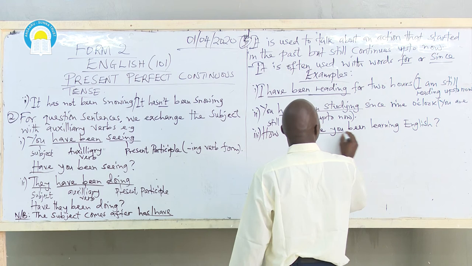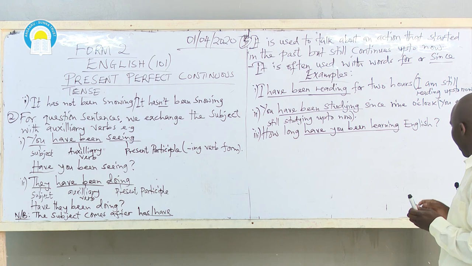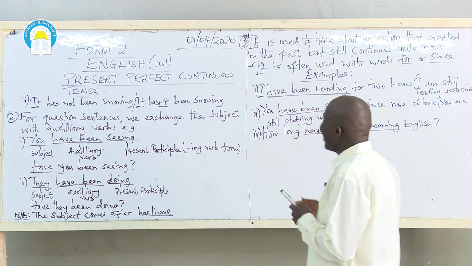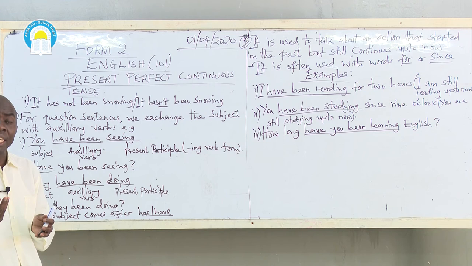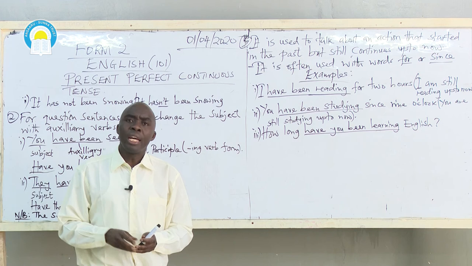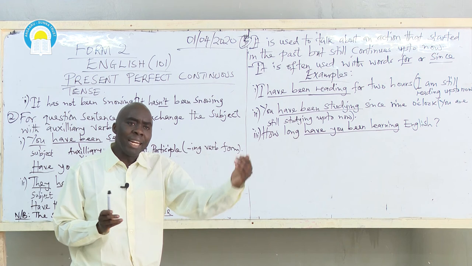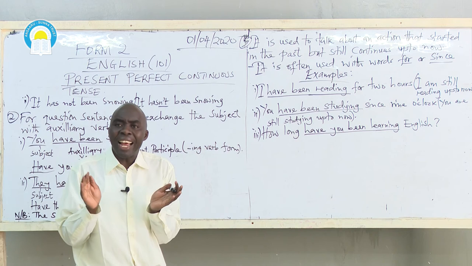So you look at this question, someone is asking you a question like this. Then what comes into your mind? This person is trying to ask you about the duration. Even as we speak, you are still learning English, but he or she is eager to know the duration that you've taken to learn English. So it's something you started learning, but even up to this juncture, when the person is asking you a question, you are still learning.